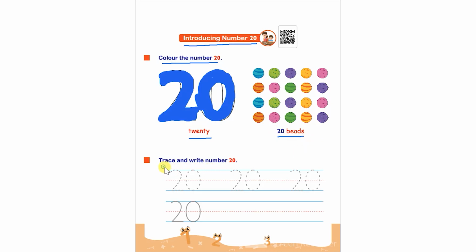Post that they have to trace and write number 20. So here they have to complete doing the tracing practice first of all in the first row, and in the next row they have to complete doing the writing practice.